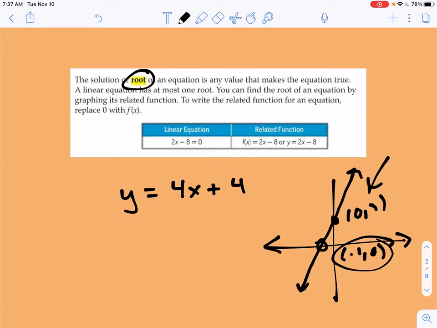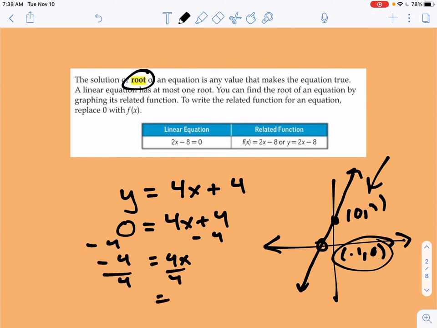Numerically, the way you do this is you go 0 is equal to 4x plus 4. Then you subtract 4 from both sides. You get 4x equals -4, divide both by 4, and that's how I got x equals -1, because I did that in my head really quickly. So that's the basic idea of what a root of an equation is.